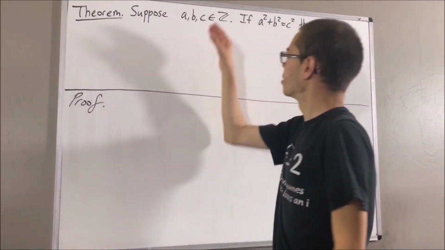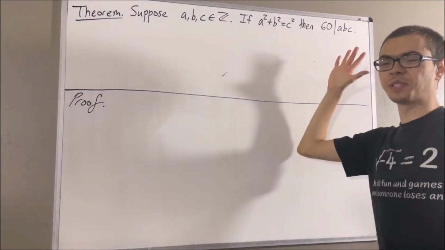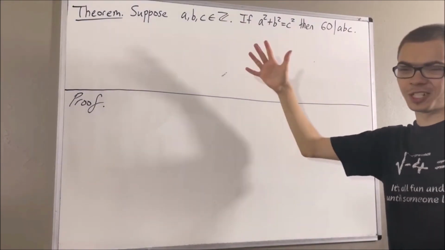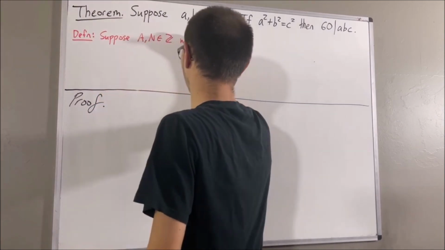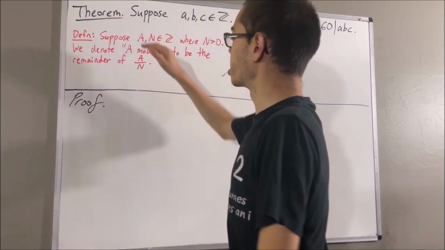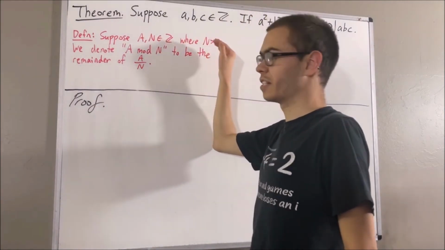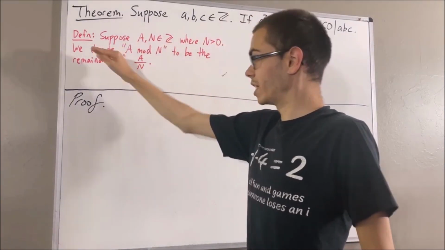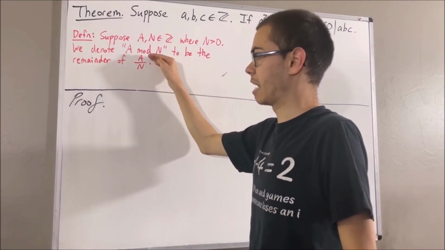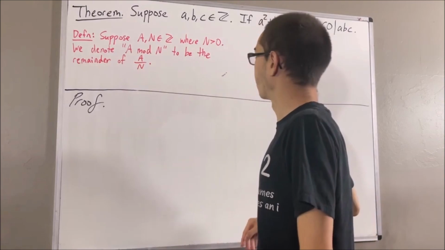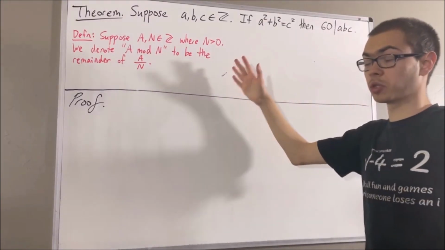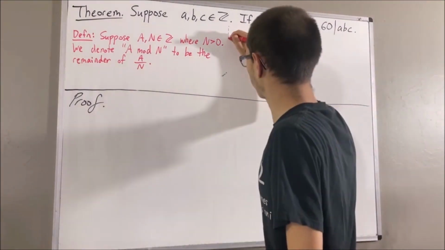Now, to prove this theorem, we're going to use modular arithmetic. And we're going to use the following definition. Suppose a and n are integers where n is greater than 0. We denote a mod n to be the remainder of the division problem a divided by n. Now, some properties of modular arithmetic we are going to use are the following.